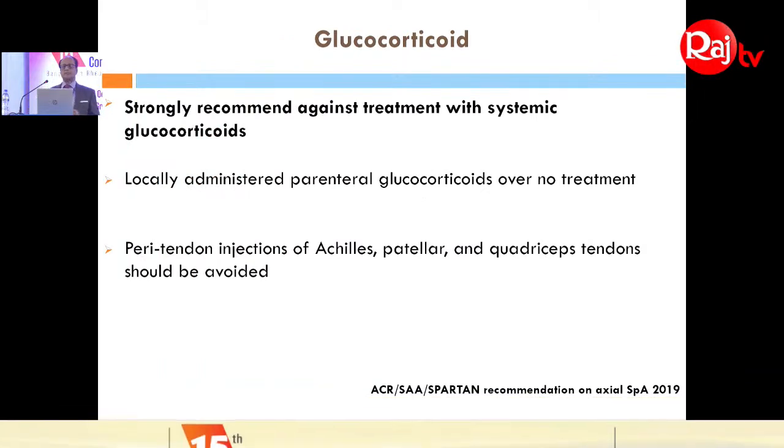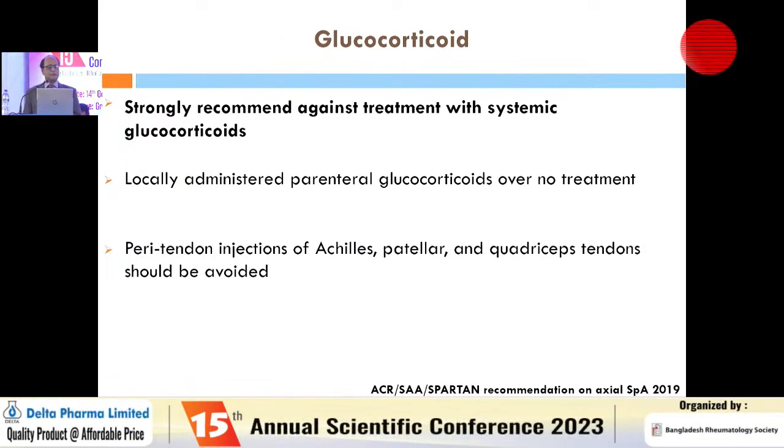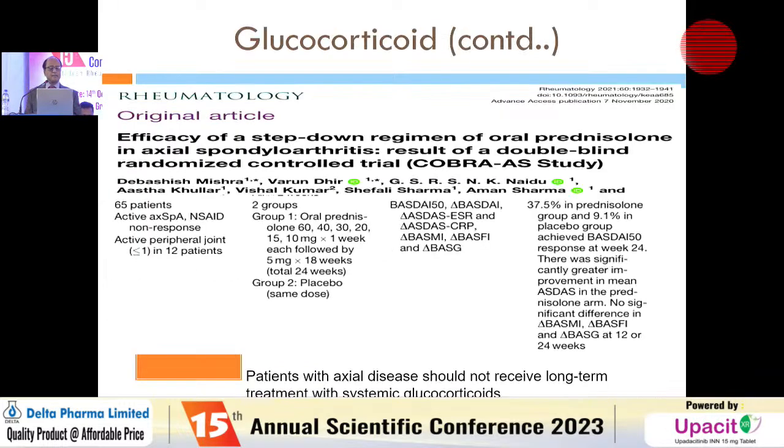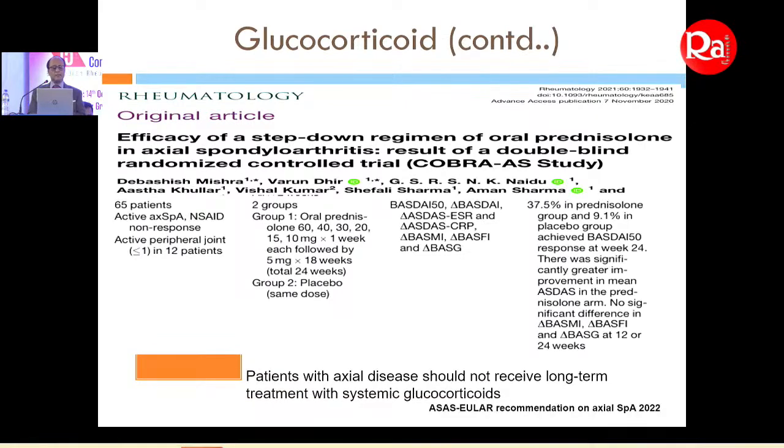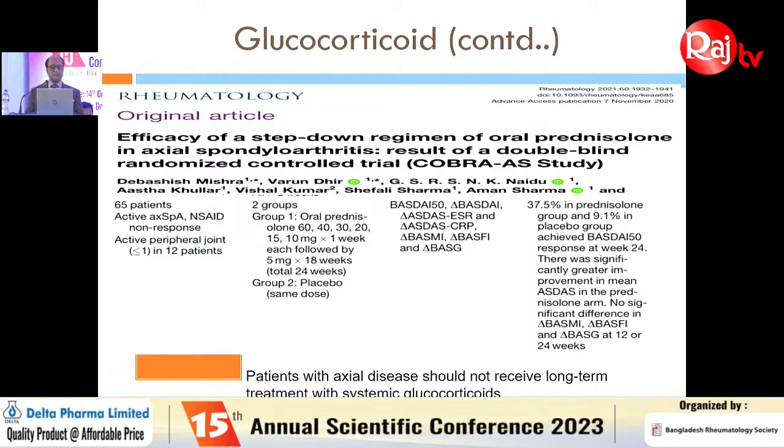What about glucocorticoids? This is very important, I think, for all of us. The American College of Rheumatology strongly recommends against treatment with systemic glucocorticoids in patients with spondyloarthritis; we should try to avoid them. However, locally administered parenteral glucocorticoids can be tried, but we have to remember that peritendon injections of the Achilles, patellar and quadriceps tendons should be avoided. ASAS-EULAR also recommend that patients with axial disease should not receive long-term treatment with systemic glucocorticoids.